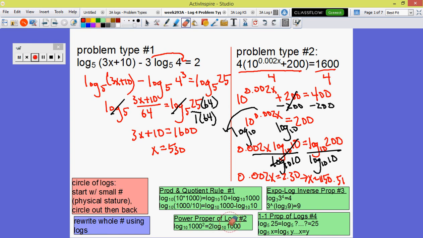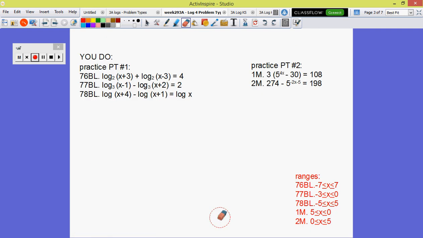We'll go over problem types 3 and 4 tomorrow. Why don't you guys go ahead and do the problems that you see here? The answers are here, and I'll put them on a separate PDF.